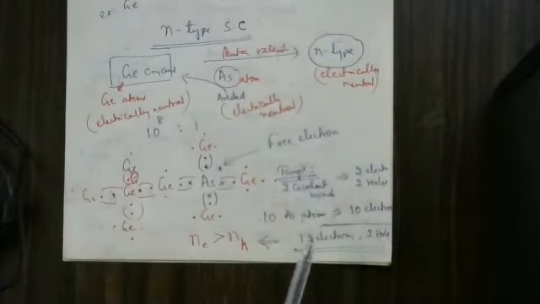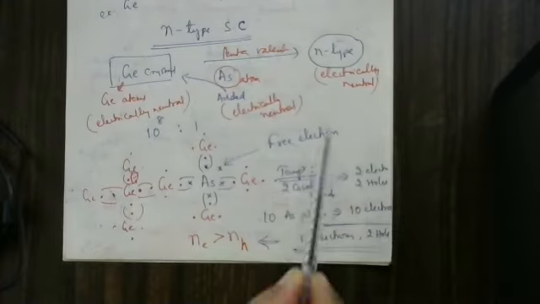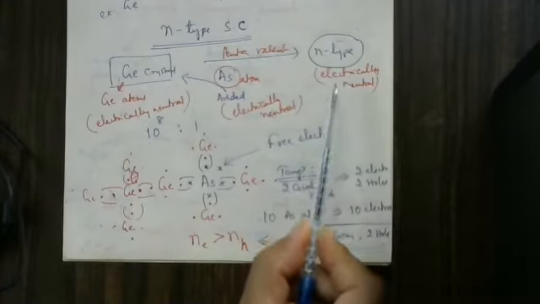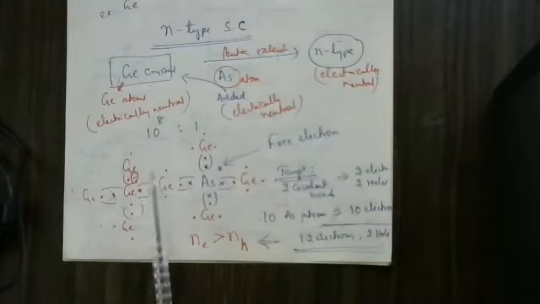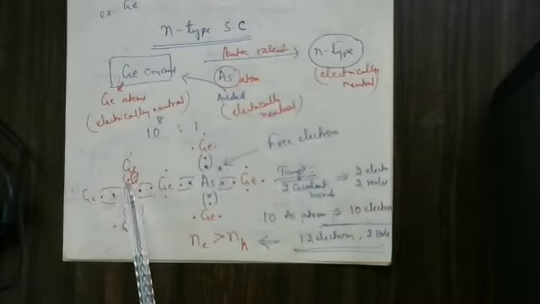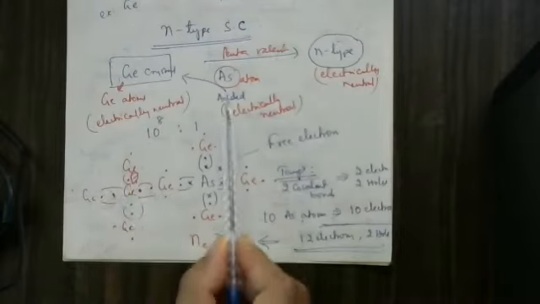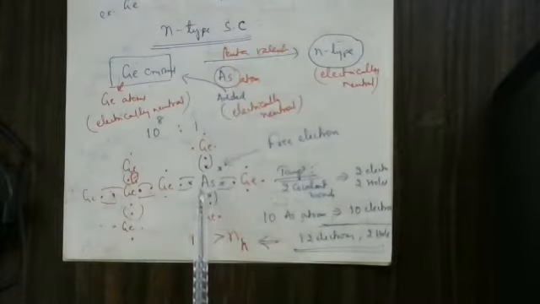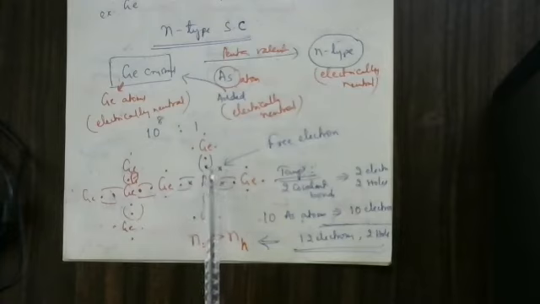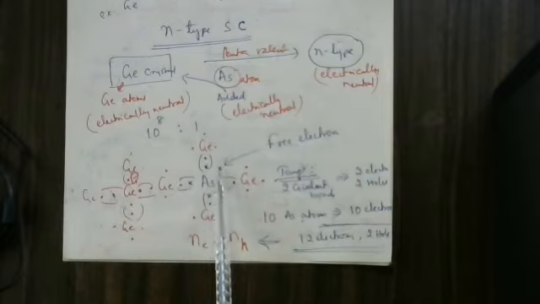And in an N-type semiconductor, even though the electron number is more, it is electrically neutral. Let me summarize. Consider a germanium crystal. 4 germanium valence electrons are involved in the 4 covalent bonds. That is the intrinsic semiconductor. If you add one arsenic atom here, it contains 5 valence electrons. Out of that, 4 valence electrons are involved in covalent bonds with the neighboring germanium atoms, but it contains one more electron, belonging to arsenic.